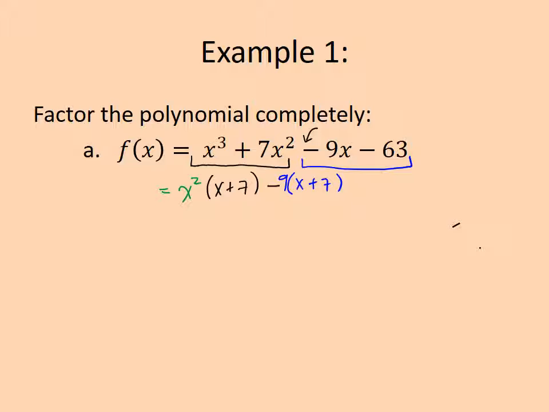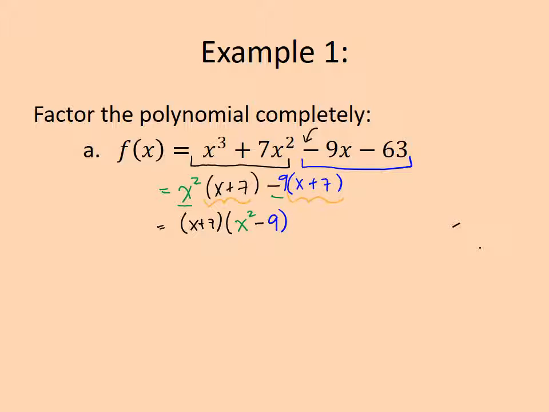Now, if you look at the two terms we now have, x plus 7 is a factor in both of our terms. It's a common factor. So what we can do is factor out our x plus 7. So x plus 7 is on the outside, and what's left on the inside is our remaining two components that were not common. So x squared minus 9.